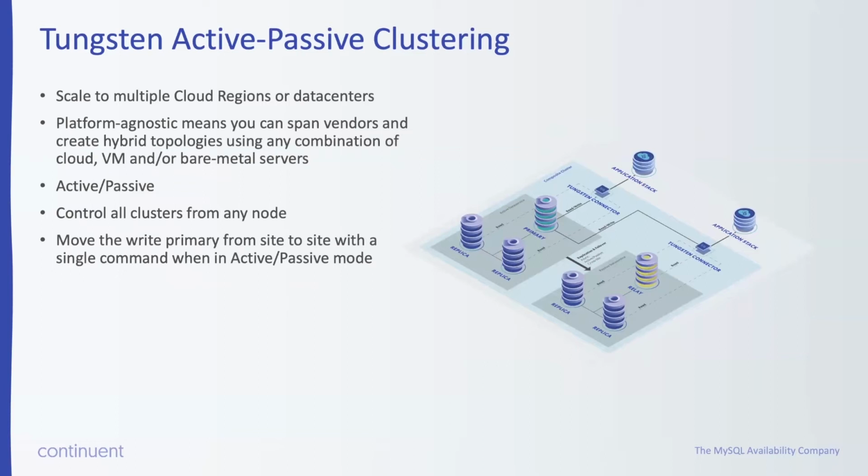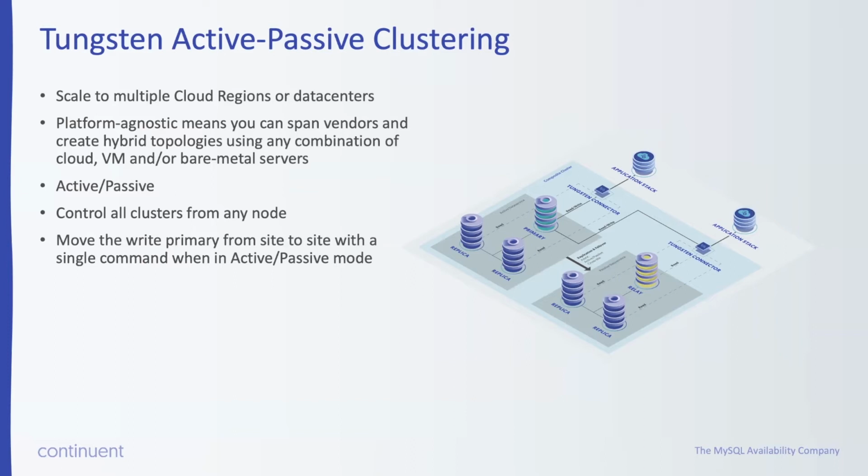Let's have a look at what we call active passive clustering, right? So we can scale a cluster to multiple regions, multiple data centers, or multiple clouds, or a combination of all of that. And we really don't care what cloud provider you use, if you're going to deploy it on a VM or directly on the servers.